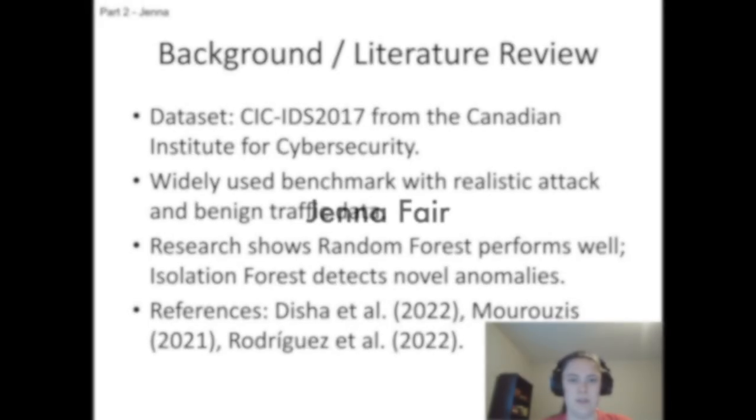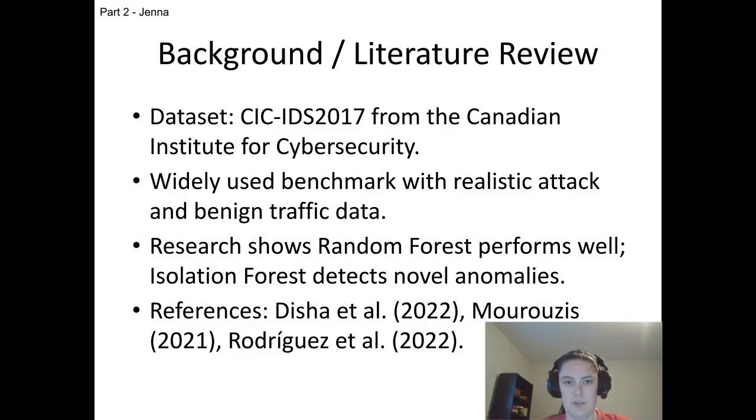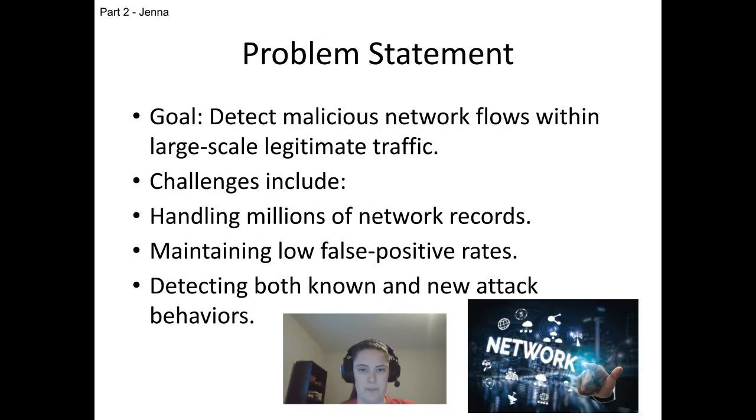We used the CIC IDS 2017 dataset from the Canadian Institute for Cybersecurity, a standard for testing intrusion detection systems. Studies show that random forest often performs the best, while isolation forest helps catch new, unseen attacks. And our goal was to test both approaches on large-scale network data.